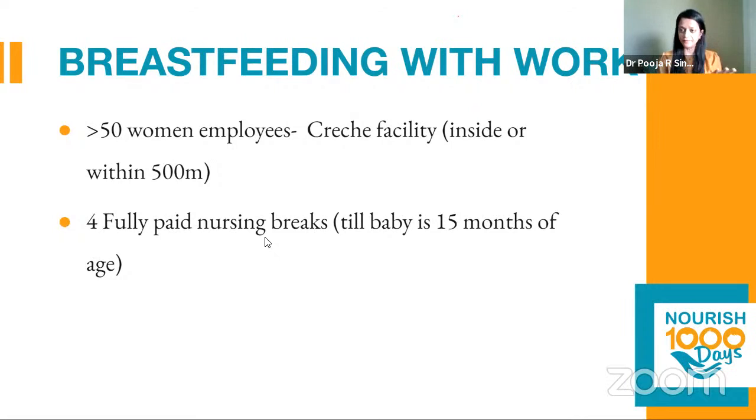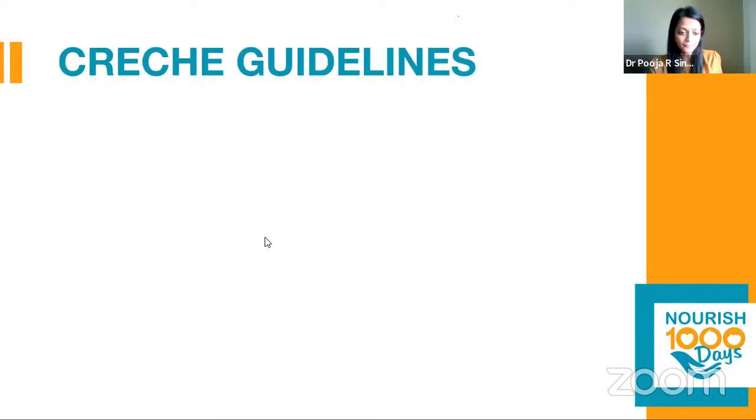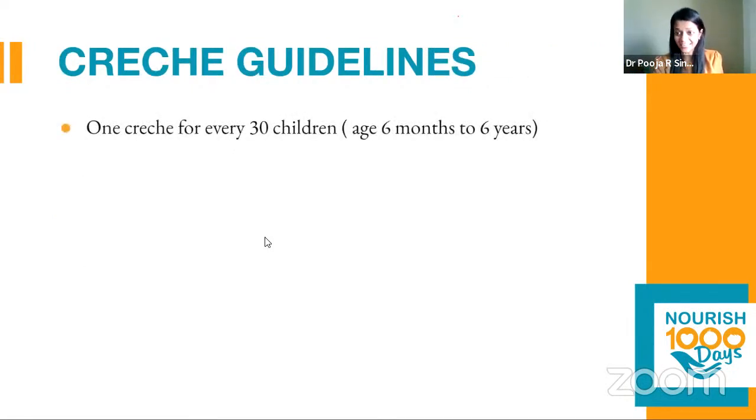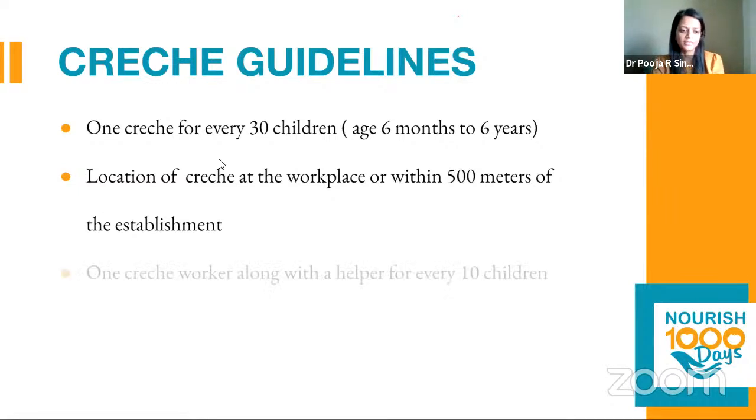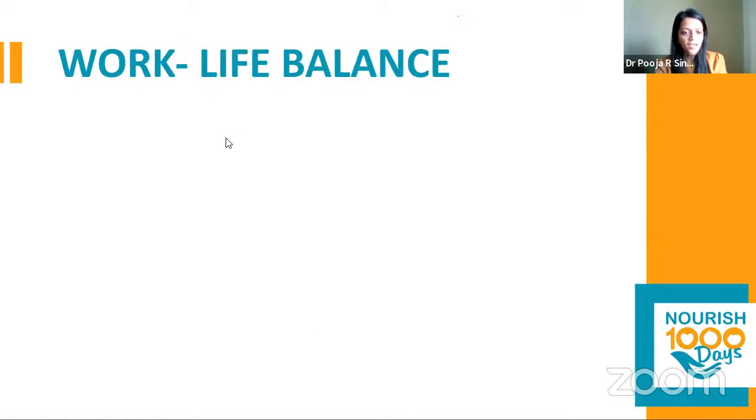Considering this is about a 12-hour work schedule, 4 fully paid nursing breaks are given. The creche guidelines are that one creche should be there for every 30 children, which would include children from 6 months to 6 years of age. The creche could be either at the workplace or, as I said, within 500 meters of the establishment. One creche worker along with a helper for every 10 children is what the mother can demand and ensure that setting is there at the creche facility.